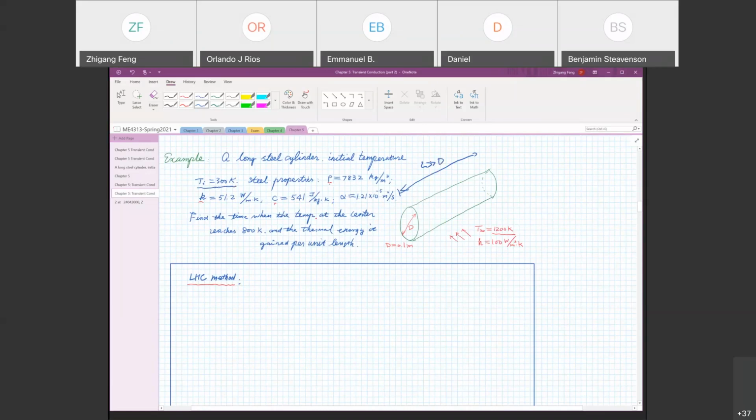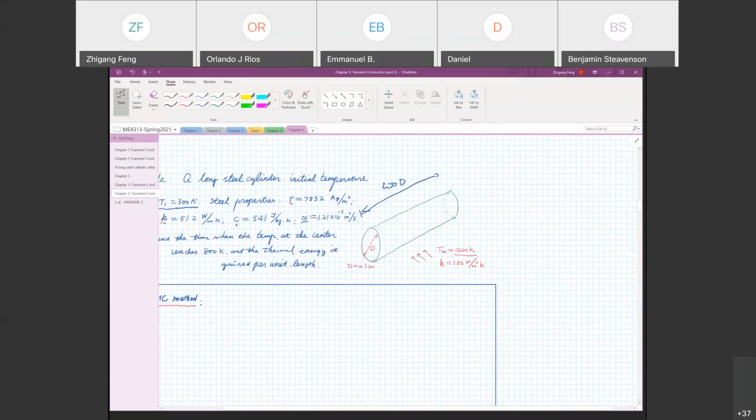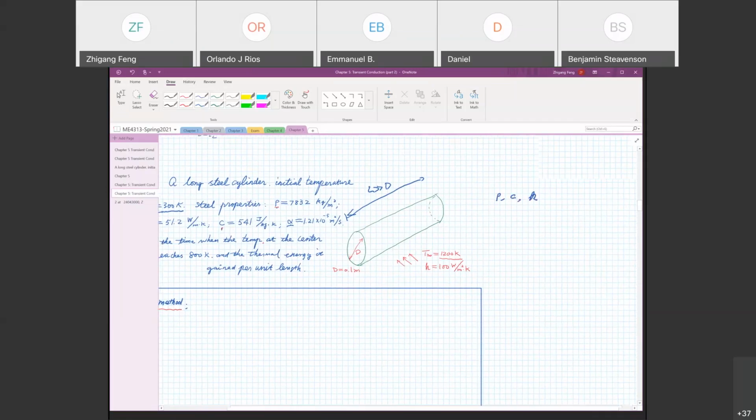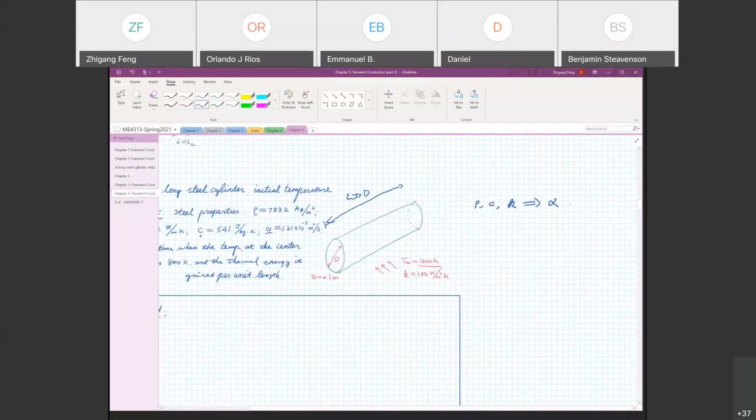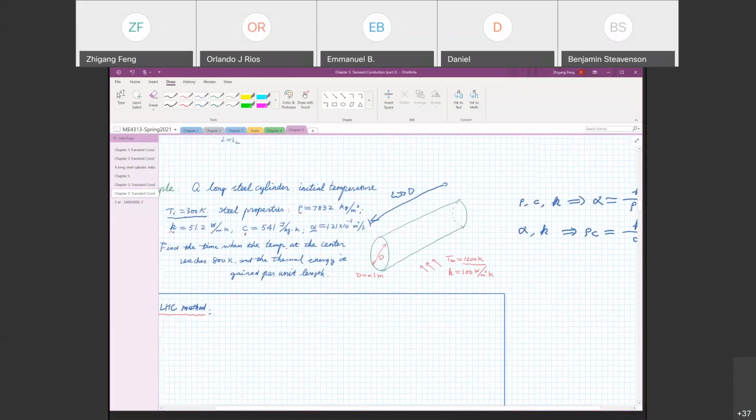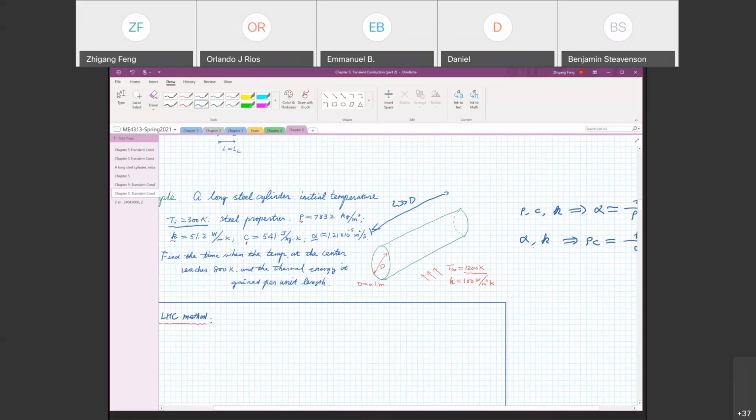The steel properties, density, thermal conductivity, specific heat, and thermal diffusivity are given. Now, please note, you don't need all these four properties. If you are given rho, c, and k, then you can find the alpha using this relationship, okay? Or if you are given alpha and k, you can determine rho c using this equation. So rho c will be equal to k over alpha. So you don't need to be given all these four parameters. Either 3 or 2 will do the job.